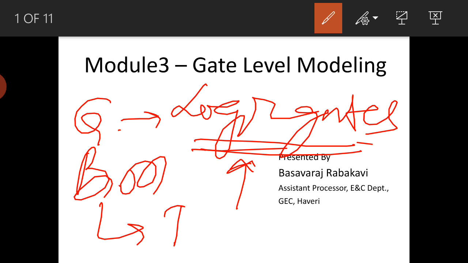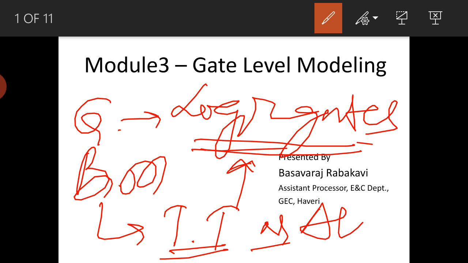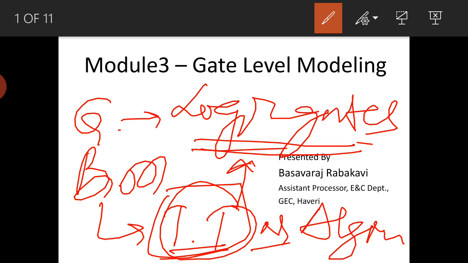After that, if we take the behavioral modeling, the input will be in terms of a truth table, or what we call an algorithm. The step-wise algorithm, the way in which we want to do the design, which basically describes the behavior, how the design should be. That may be in the form of a truth table or in the form of an algorithm.